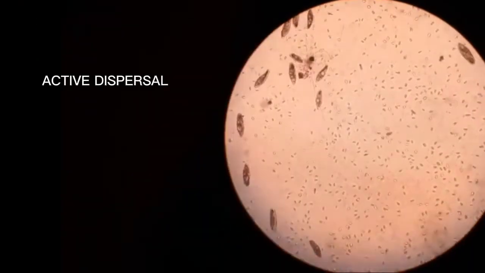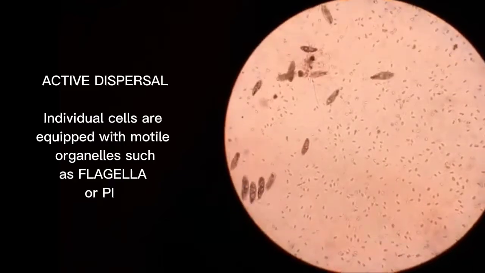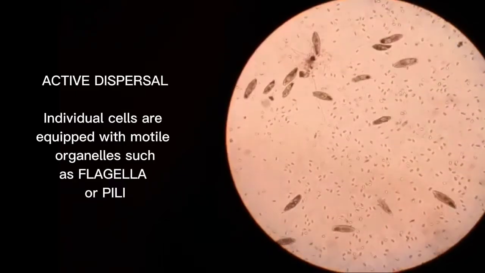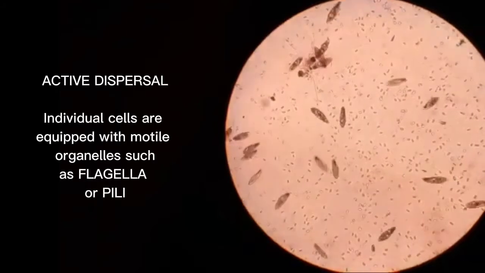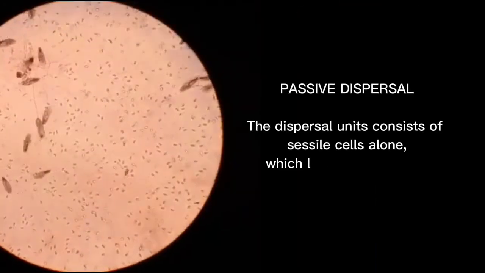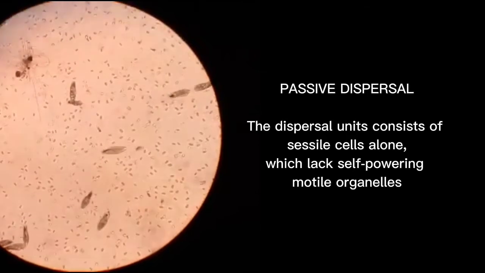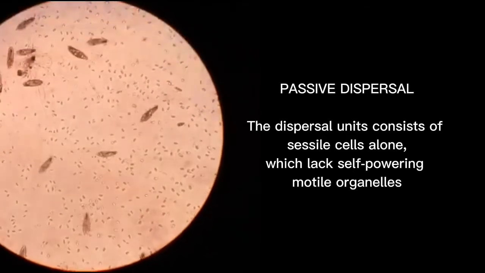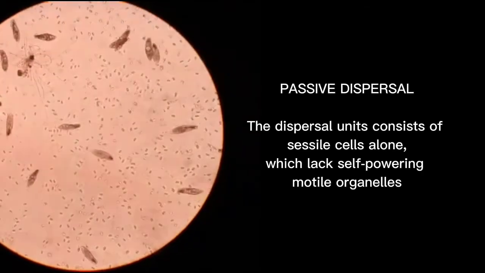drives the dispersion. In active dispersal, individual cells are equipped with motile organelles such as flagella or pili, which enable swimming in liquids or gliding motilities near a surface, respectively. While in passive dispersal, the dispersal units consist of sessile cells alone, which lack self-powering motile organelles and can only be transported through environmental entrainment.